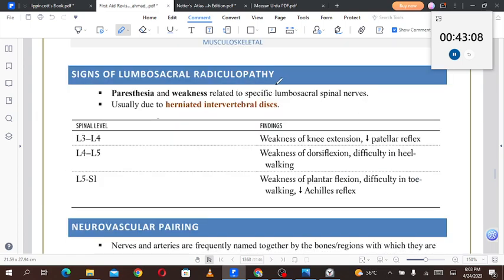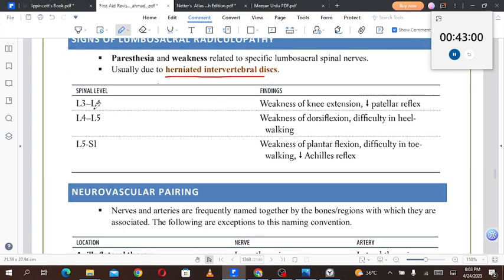Signs of lumbosacral radiculopathy. Now we are in the lower limb again. Paresthesia and weakness related to specific lumbosacral spinal nerves, usually due to herniated intervertebral discs. Spinal level L3 to L4: weakness of knee extension, decreased patellar reflex. If the L3 to L4 level is involved, there will be a decreased patellar reflex.